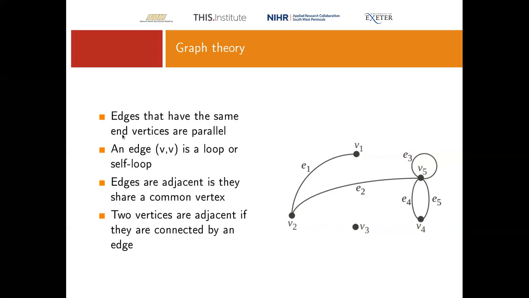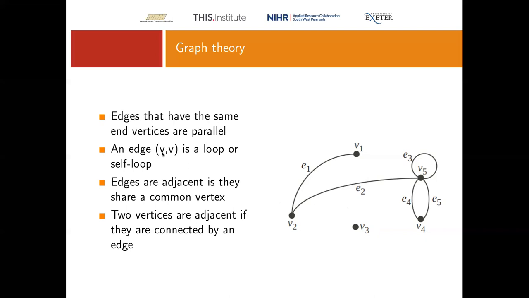Now, just to go back over some of the nomenclature that we used last time. Edges that have the same end vertices or the same end node, so for example, edge one and edge two here, are considered parallel because they have the same end vertex.